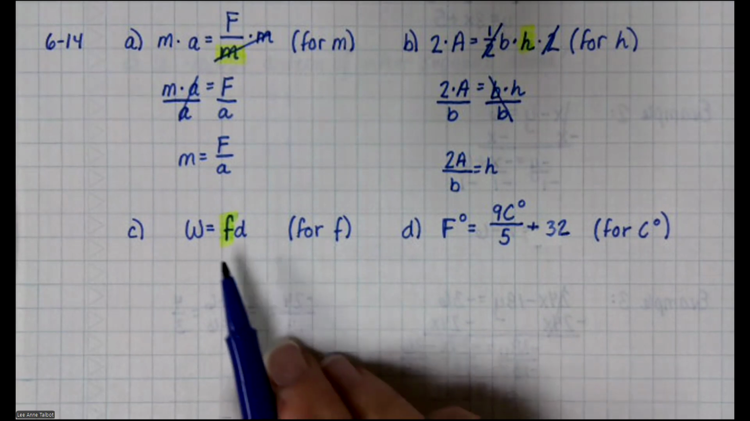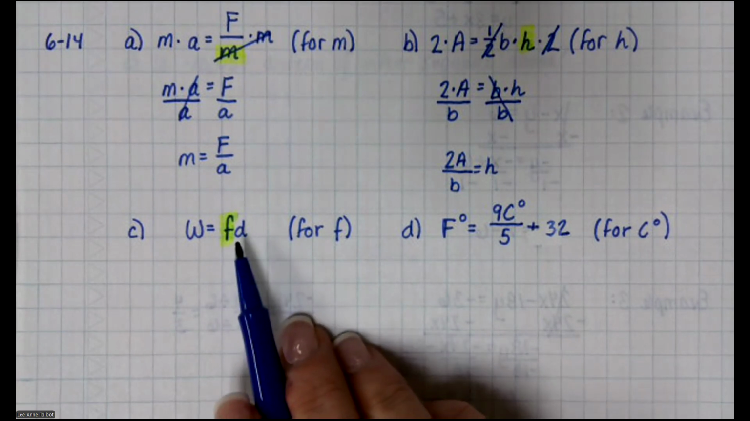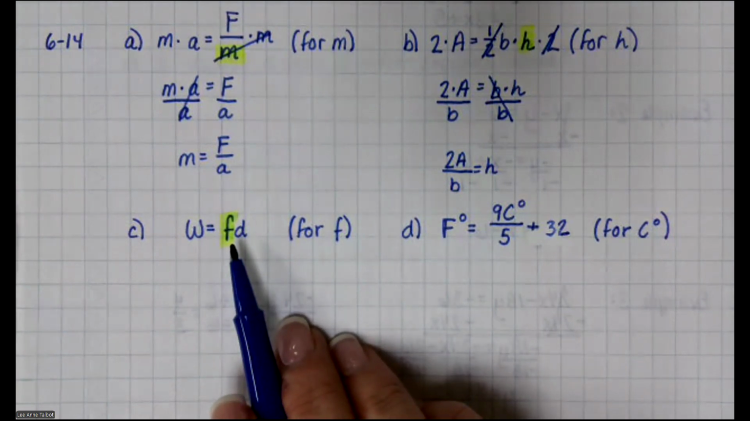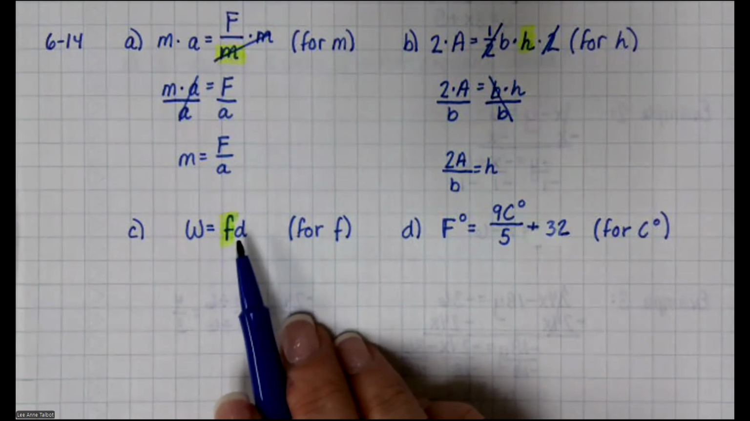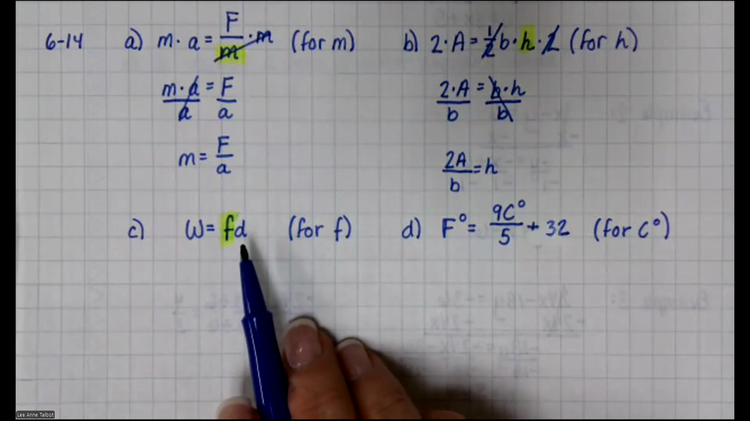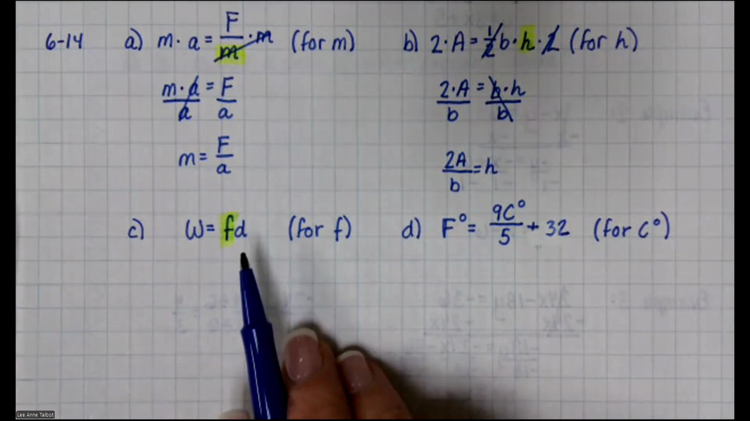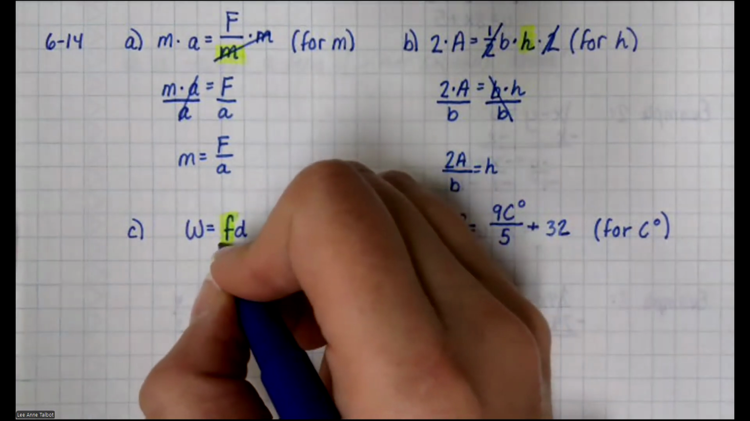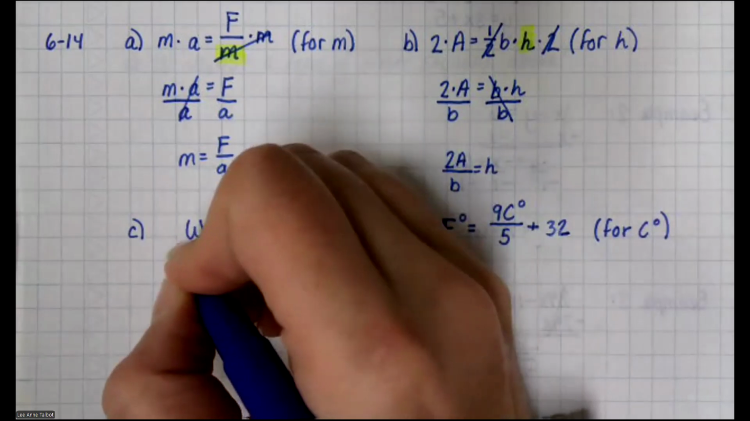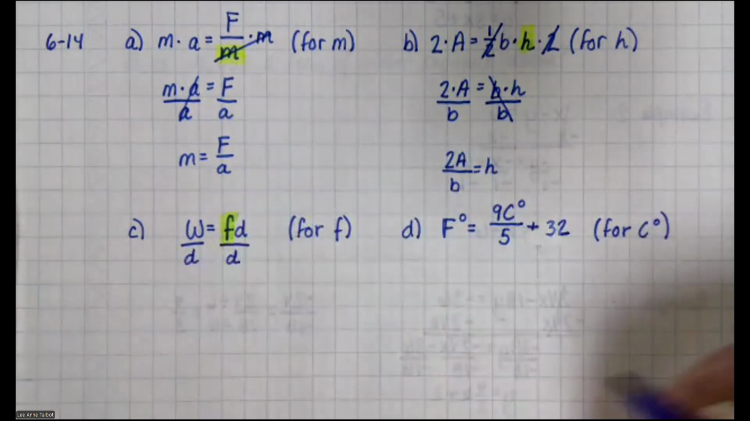Okay, now C. I put this problem in here because I wanted to remind you that when two letters are right next to each other, that's times. So that's just the reason we did this. Yes, divide by D. Beautiful. So we want to get rid of the D, get F by itself.